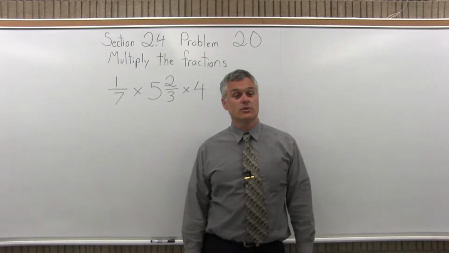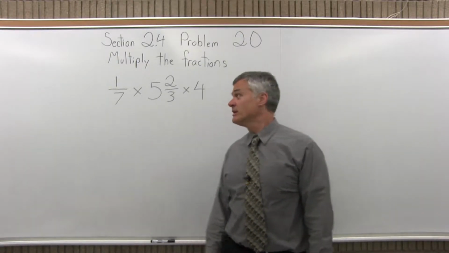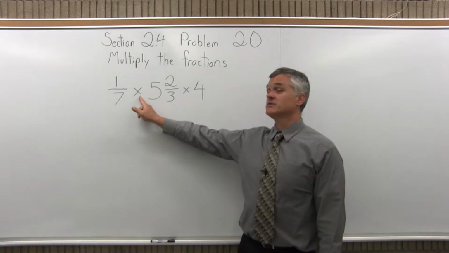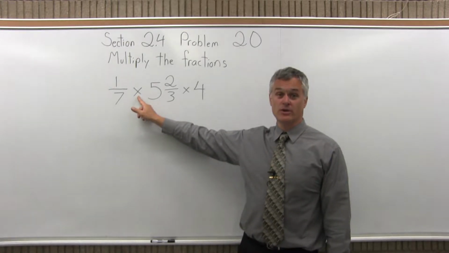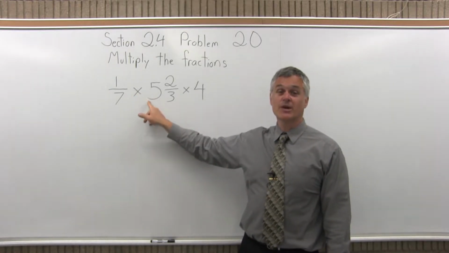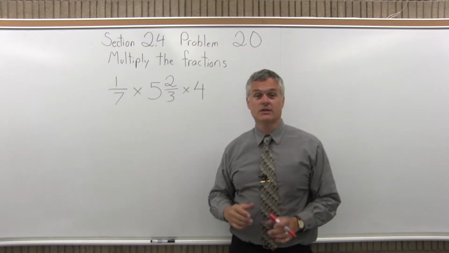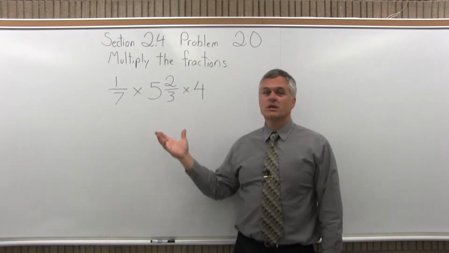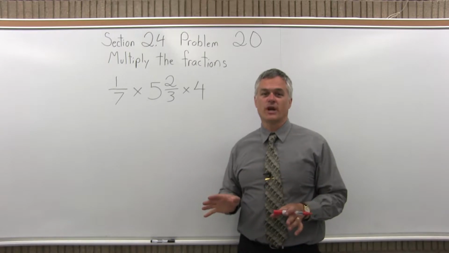This is Section 2.4, Problem 20. It says multiply the fractions. We have 1/7 times 5 2/3 times 4. So we have a regular fraction, a mixed number, and the whole number all multiplied together. Once any part of it becomes a fraction, you have to treat them all as fractions, basically.